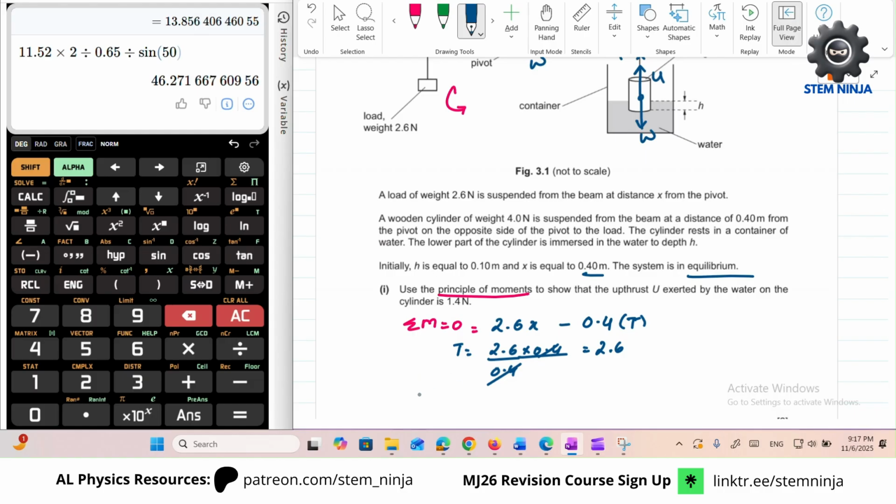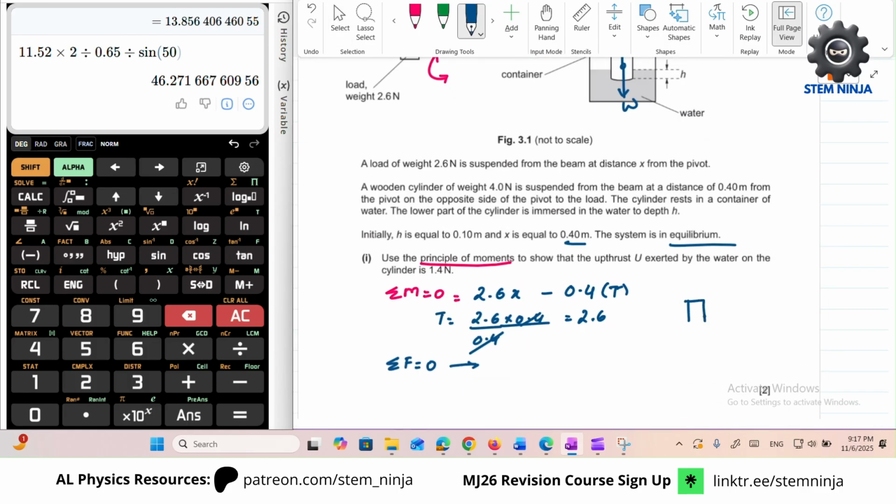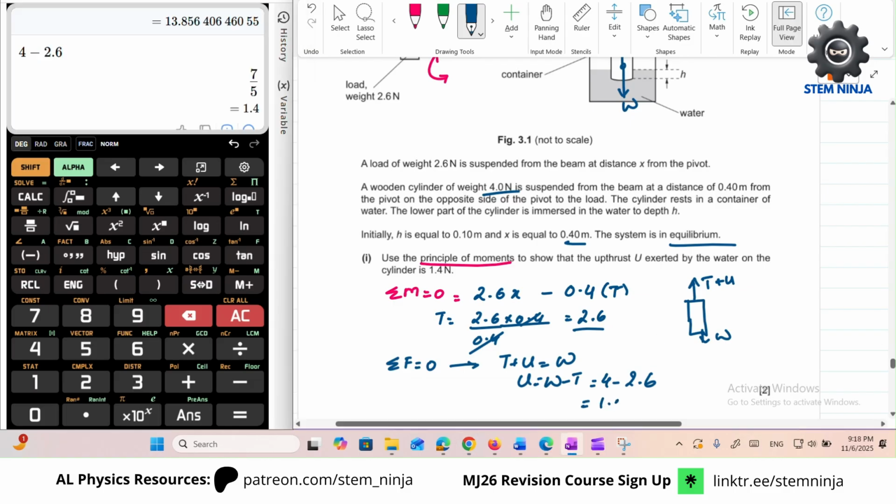All right. Now you have tension, sum of force equal to 0. For this object, tension is going up, so is upthrust, and the weight is going downwards. So T plus U is equal to weight. So U is W minus T. The weight is 4 newtons, and tension we found to be 2.6. So 4 minus 2.6, that is 1.4 newtons.